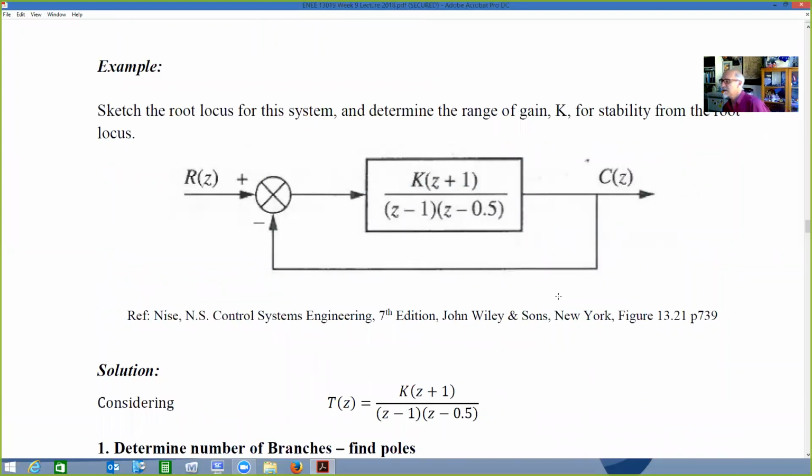So sketch the root locus for this system and determine the range of k, gain, for stability from the root locus. So here we are, a digital system. We've got a unity feedback system, just as we've had before with the analog system. But our transfer function is k into z plus 1 divided by z minus 1 over z minus 0.5. Now again, I've already factorized it for you, but keep in mind that that won't always occur. If it hasn't, you will definitely have to go through and factorize it.